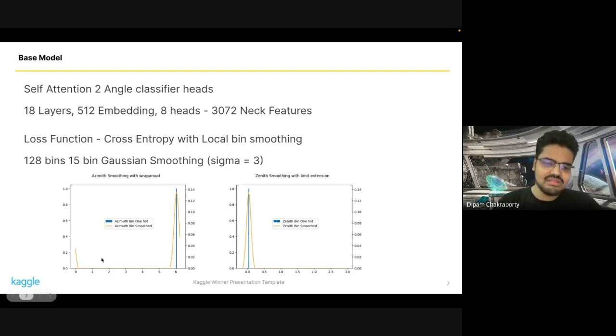And as you know, azimuth has wraparound, so even this has wraparound, and the zenith I chose to extend beyond 0, which does not physically make sense, but it worked for training. So you use that, and then during inference, if it predicts something that is beyond 0, I just clip it.